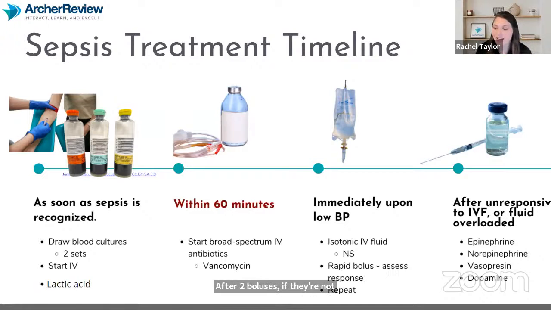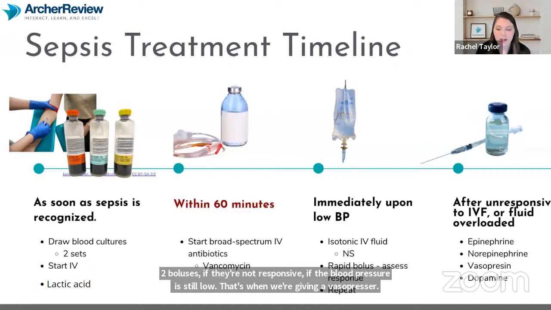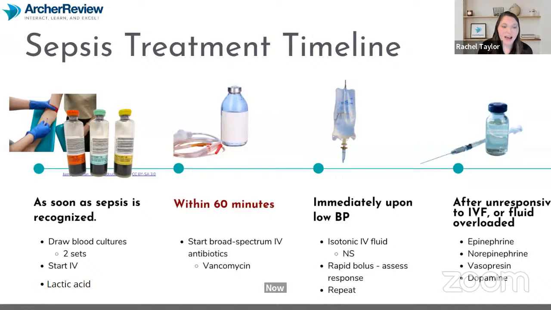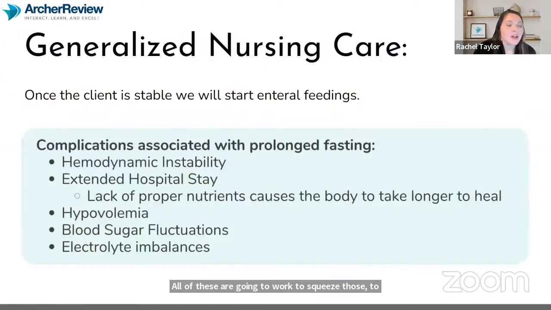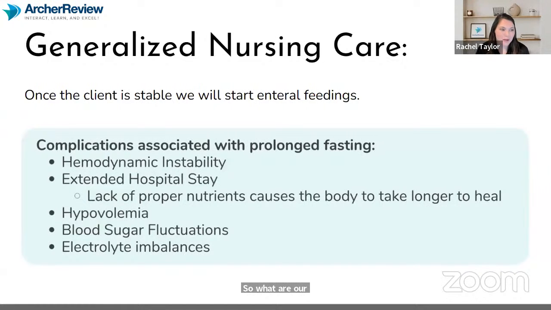Now, earlier someone asked, what are some examples of vasopressors? And here they are. Epinephrine, norepinephrine, vasopressin, dopamine. All of these are going to work to squeeze those vessels to increase blood pressure and overall improve perfusion. So what are our cares that we need to be doing?